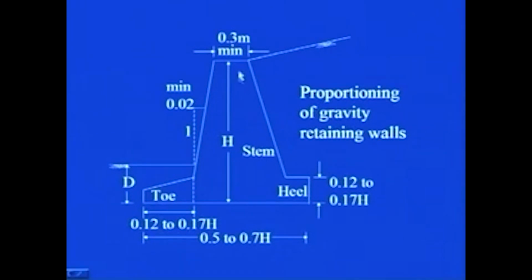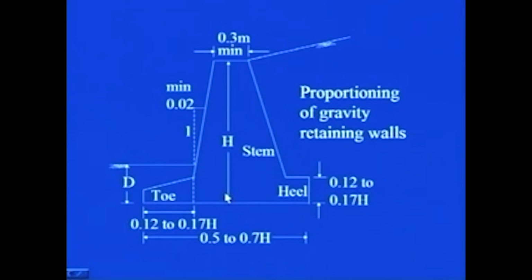Now, if h is the vertical height of the wall, from experience and judgment, from the experience of different sites and different constructions of retaining walls, many research workers and theoreticians have given some guidelines for proportioning the retaining wall. Usually the base width, that is this much, is adopted as 0.5 to 0.7 times h, where h is the vertical height of the wall.